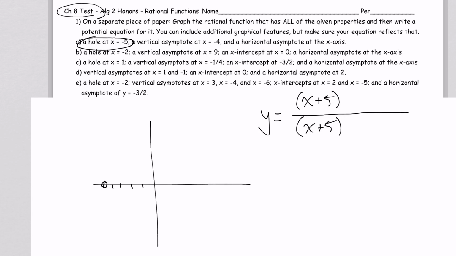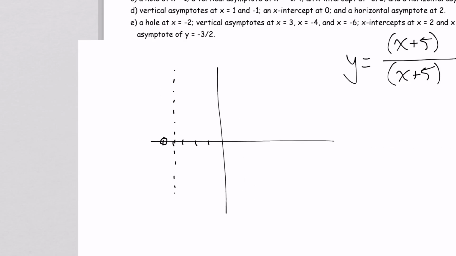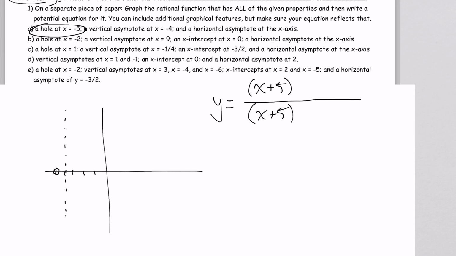All right, next thing is we need a vertical asymptote at x equals -4. So we can dash that in right there. That's going to help us. And if we have a vertical asymptote, it means we have a factor of whatever it is in the bottom. If -4 is the solution, then x plus 4 is the factor. It's a vertical asymptote, so it is in the bottom.